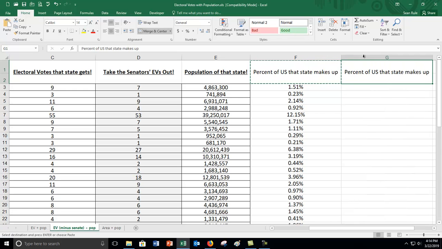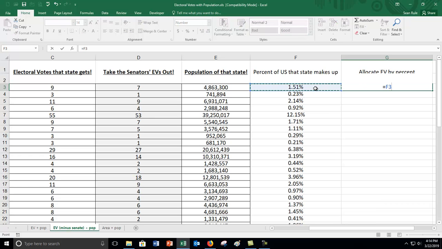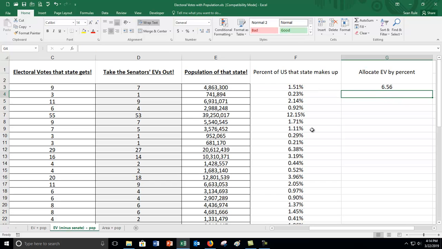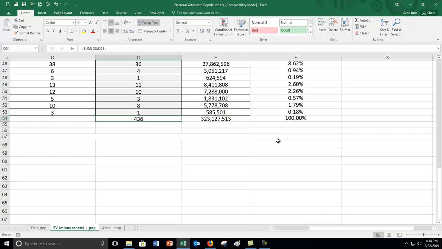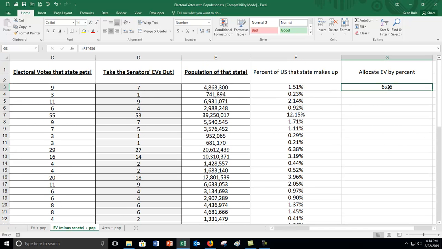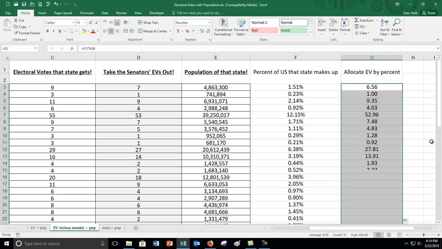And instead of percent, I'm going to say allocate electoral votes by that percent. So watch what I'm going to do here. I'm going to take that percent and multiply it by that 436. Remember that 436? That was that magical number down here. That was the electoral vote total with senators removed, and I'm going to drag that down. So these are the numbers that the states should have exactly if they followed percentages of population.